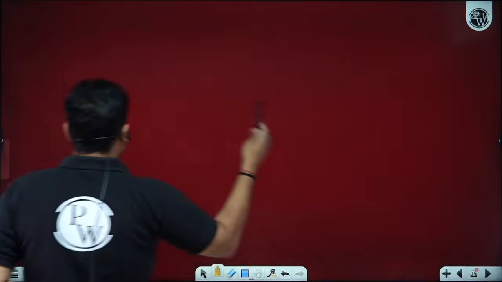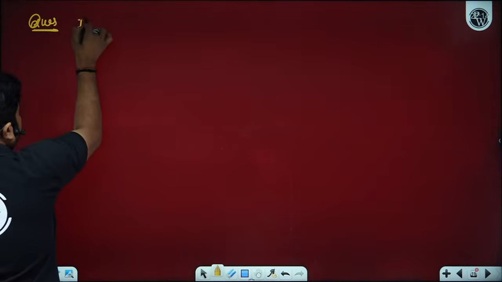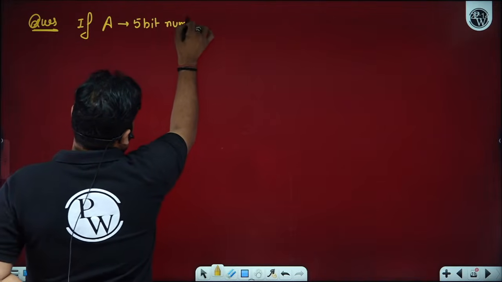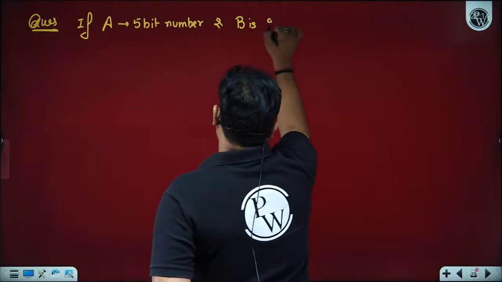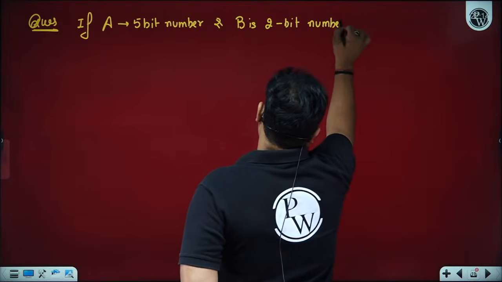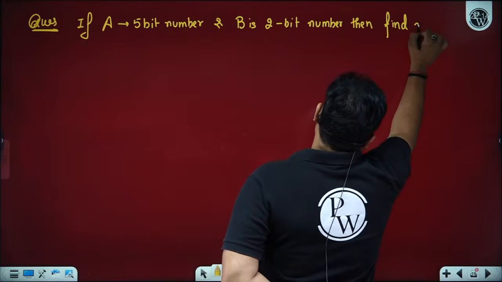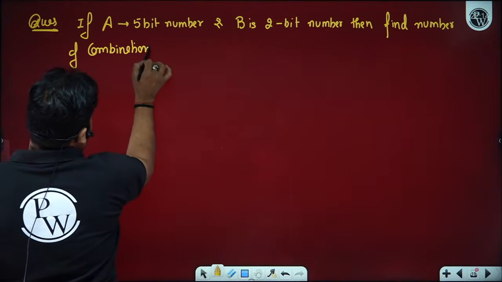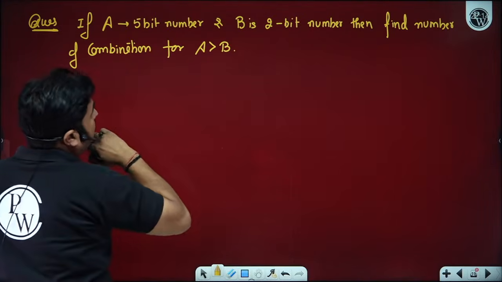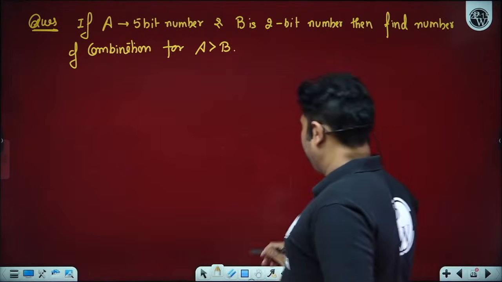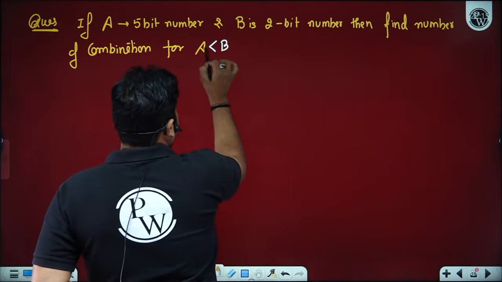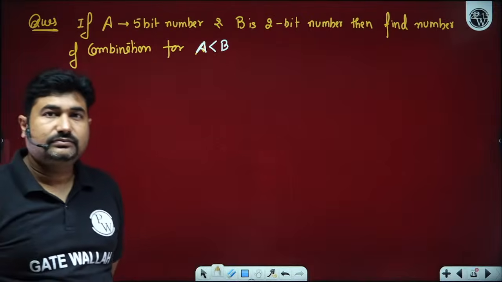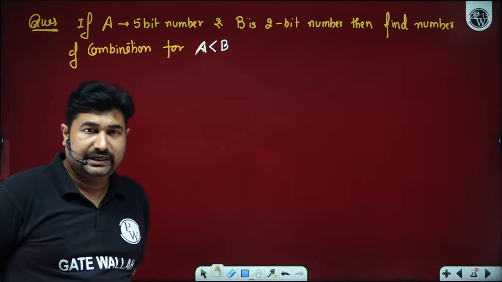Can you please tell me, if A is a 5-bit number and B is a 2-bit number, then find the number of combinations for A greater than B. Find the number of combinations for A less than B. Can you tell me how many combinations there are for A less than B?